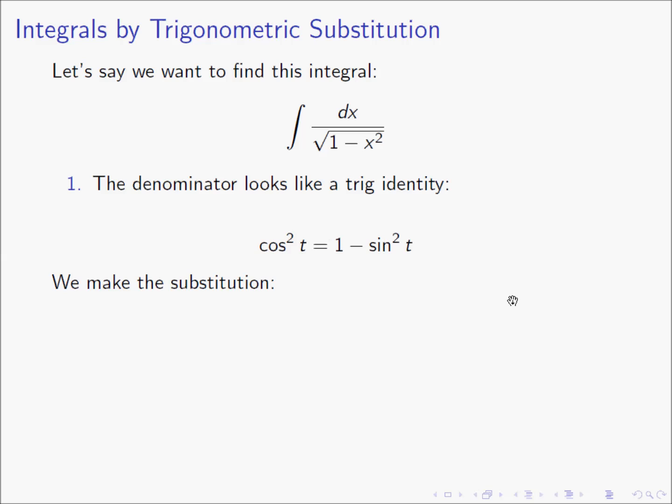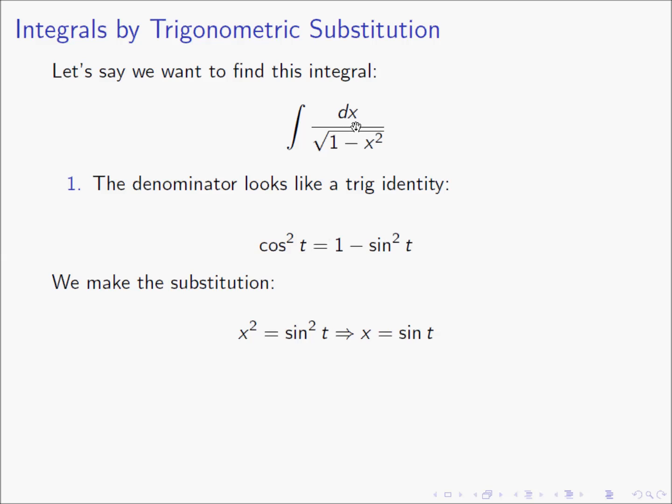So we're going to try to make this substitution. We're going to make x squared equal to sine squared of t. That means that x is sine of t. Okay, that is x, but we also need dx.